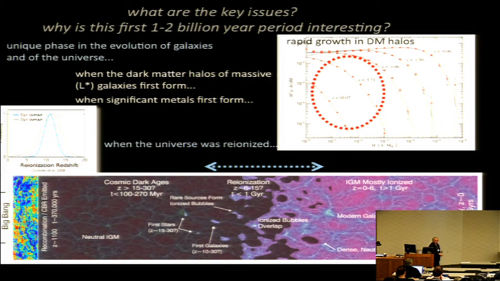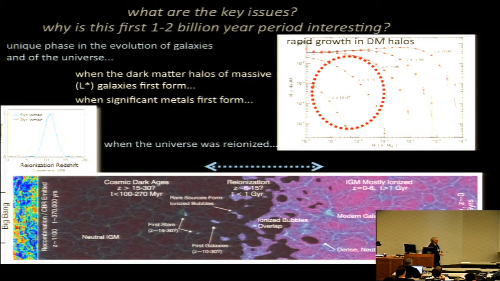There was very huge growth in the halo size during this time. The first L-star galaxy halos were assembled. First metals were being formed through this period. The very first galaxies presumably formed sometime around z of 15 or so. We haven't got to look back that far, but it's on the horizon with JWST. And of course, reionization occurred through this period, and galaxies clearly played a major role in that.